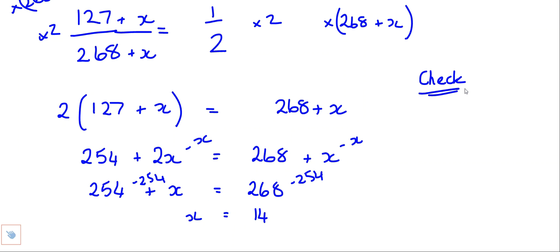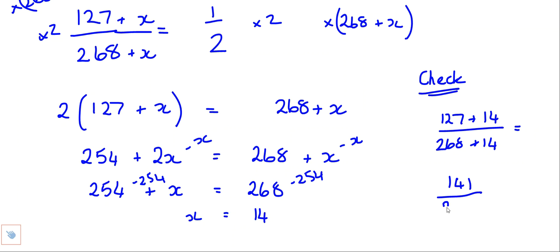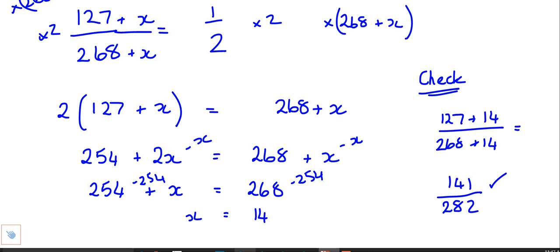So we ought to be able to check, because it's always good to check, even if you only do it mentally, we should check that 127 plus 14 over 268 plus 14 does actually give you equivalent to a half. And what does it give you? So 141 over 282. So that is equal to a half, isn't it? So we've got that check. Right. Cool. I feel that was worthwhile.